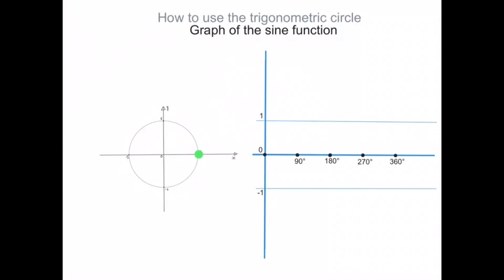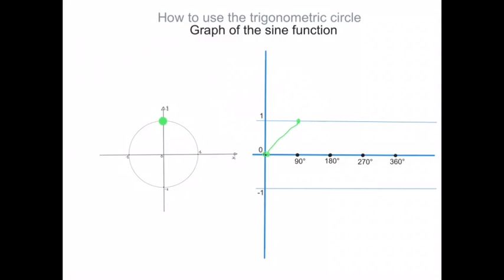Okay, so we see that when we start from 0 and we go towards 90, if you look at the y-coordinate of this point here, you see that it's only increasing until it reaches 1 when this point is at 90 degrees. So let's draw this on our graph. Starting back from 0, when the point here is at 0, the sine is 0. When my point then gets here to an angle corresponding to 90 degrees, we see that the sine, the y-coordinate, is 1.